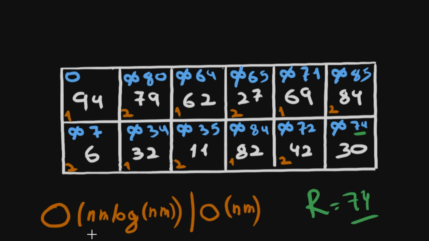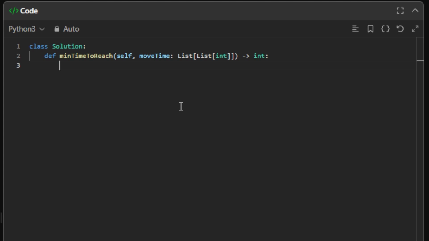Finally, time complexity for this algorithm will be big O of nm log nm, and space complexity will be big O of nm. And now let's go with the code, and hopefully you will get the idea. First we'll say n equals length of move time, and m equals length of move time at 0. And now we want to create our priority queue.